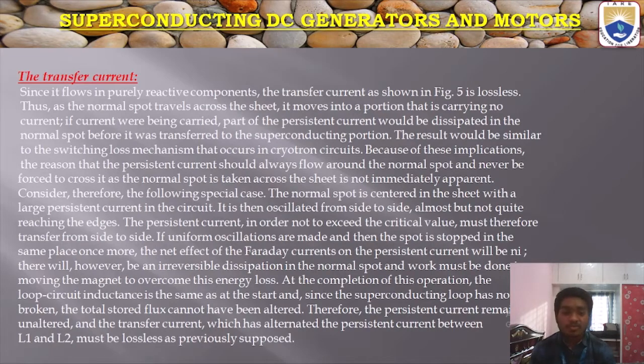At the completion of this operation, the loop circuit inductance is the same as at the start. And since the superconducting loop has not been broken, the total stored flux cannot have been altered. Therefore, the persistent current remains unaltered, and the transfer current, which has been altering the persistent current between inductor L1 and inductor L2, must be lossless as previously supposed.